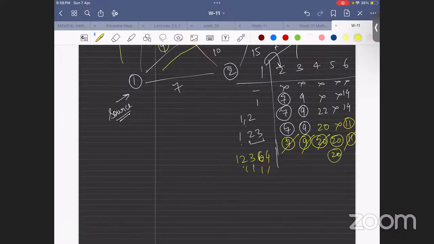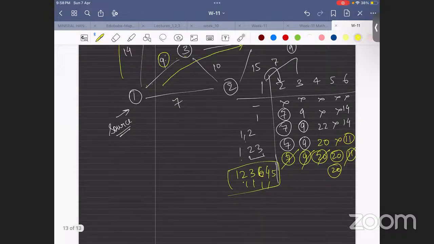So now you get the length for each of the cases. If you have to go from 1 to 2, 7 is the minimum. 1 to 3, 9 is the minimum. 1 to 6, 20 is the minimum. Similarly, 1 to 5, 20 is the minimum. 1 to 6, 11 is the minimum. This is how you use the Dijkstra algorithm.